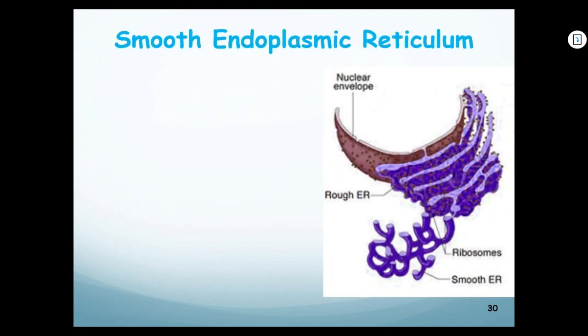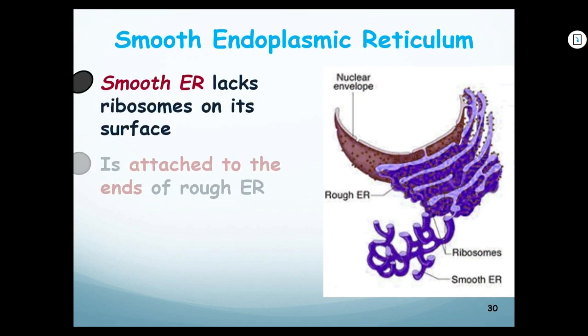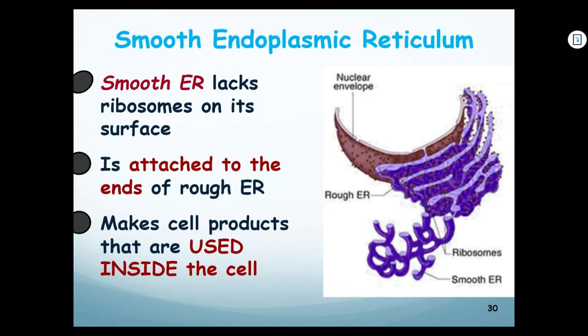And so smooth ER, the smooth endoplasmic reticulum, here you kind of see the rough ER, really rough looking because of all those ribosomes on there. But then you see down here, this is a lot smoother, right? There are no bumps on there because there are no ribosomes. The smooth ER lacks those ribosomes, giving it that smooth appearance. It's attached to the ends of the rough ER, right? So the rough ER is over here, but you see the smooth ER over here at the end of that. It makes cell products that are used inside of the cell, right? So you kind of imagine these like a bunch of little factories doing a lot of different things within our cell, and we need those things to happen in order to stay healthy and stay alive.